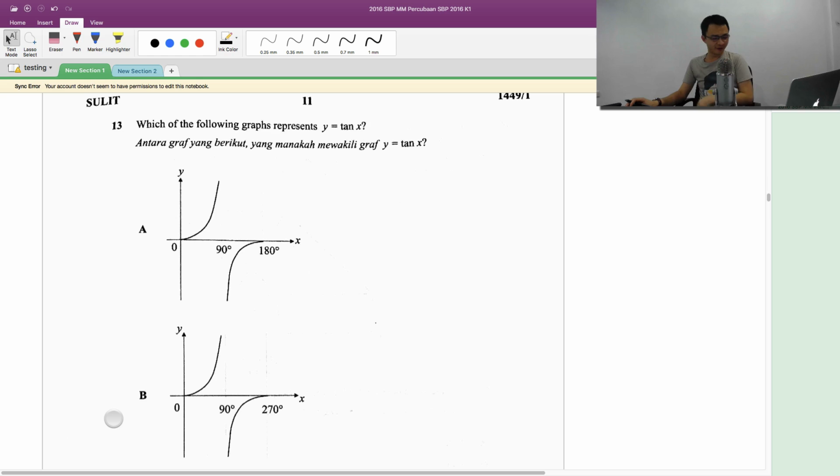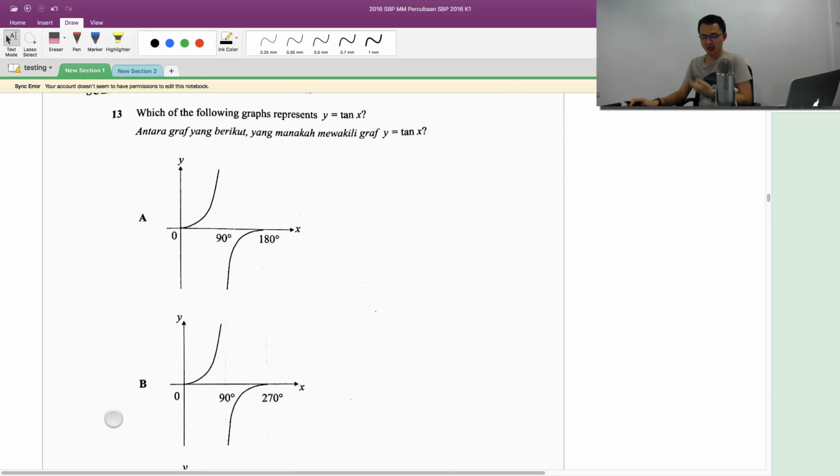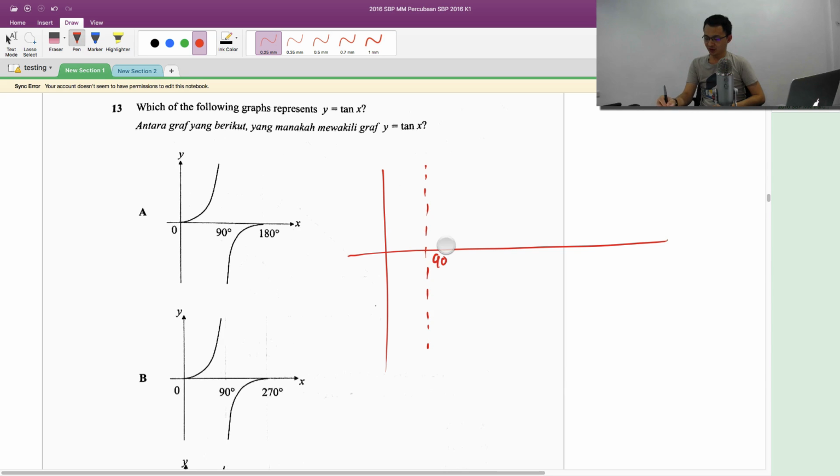Which of the following graphs represents y equals tangent x? So tangent x should be very easy. If I draw the tangent x, I will draw this line, which is 90 degrees, and this line, which is 270 degrees. Tangent cannot touch at 90 and 270.